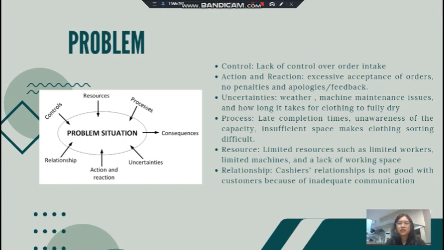The fifth is about the resources. We have limited resources such as limited workers, limited machines, and also a lack of working space. The next aspect is the relationship between cashiers and customers, because of bad communication and a lack of feedback on addressing consumer demand. And the last aspect that we found is the consequences that were already mentioned before.